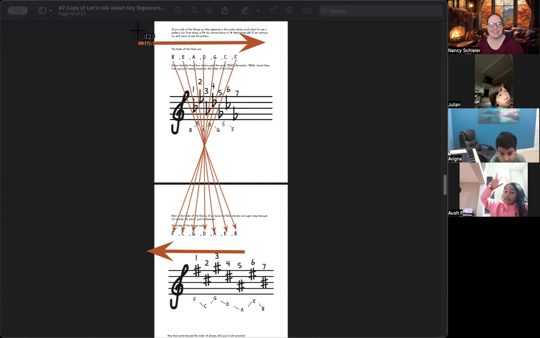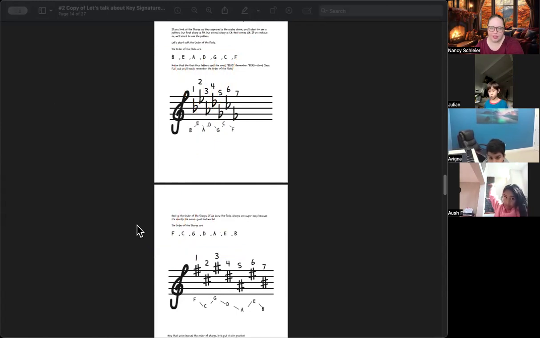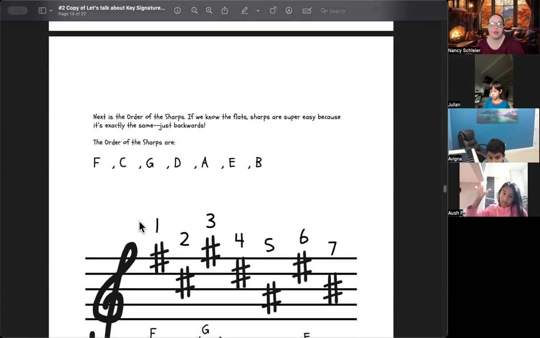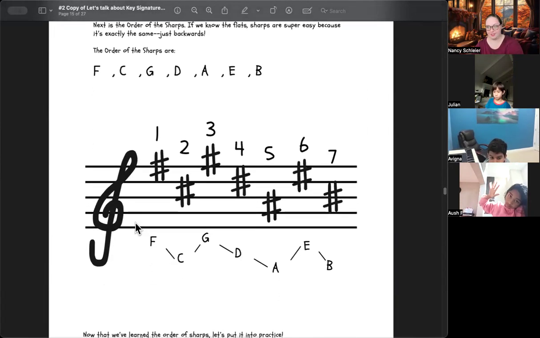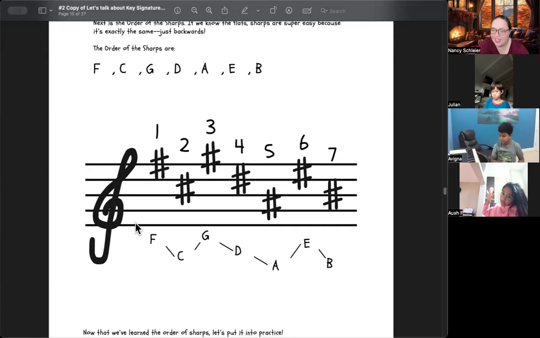All right. I'm going to take a quick picture of this so that later we can put it in. Oh, yeah, and what is the second one called? This is the order of sharps. Okay. Did you have a question?